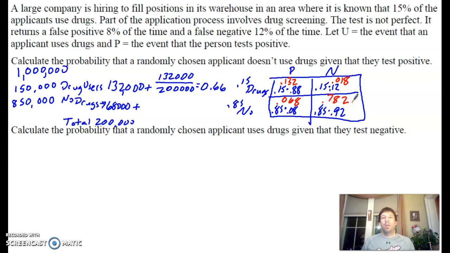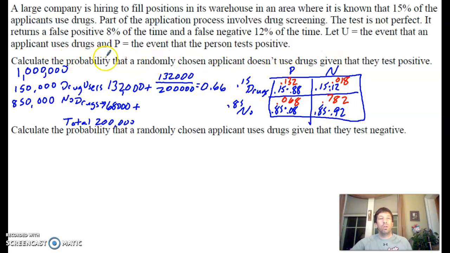Okay. So now we can see these are the different probabilities. Okay, there's a 13.2% chance that we get a drug user that tests positive, a 1.8% chance that we get a drug user that tests negative, a 6.8% chance we get somebody who's not on drugs that tests positive, and a 78.2% chance that we get somebody who's not on drugs and tests negative.